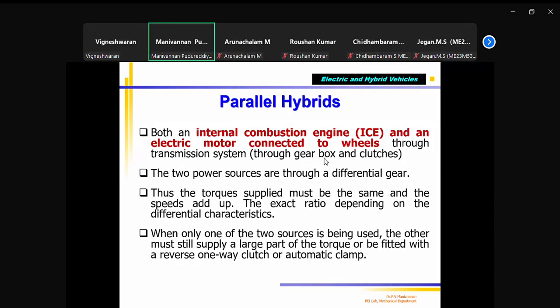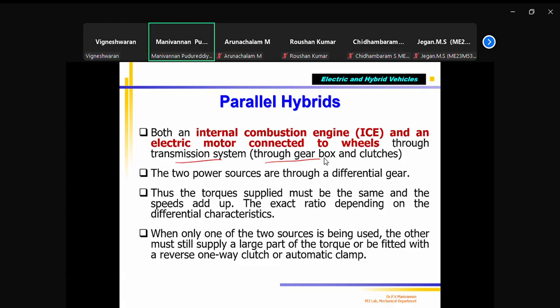So both the internal combustion engine and the electric motor will be connected to the wheels through the proper gearbox and clutch mechanism, all those things. The two power sources are connected through proper gears. Mechanical power is basically torque multiplied by speed. We know that power is a secondary quantity. The actual engine generates only torque.